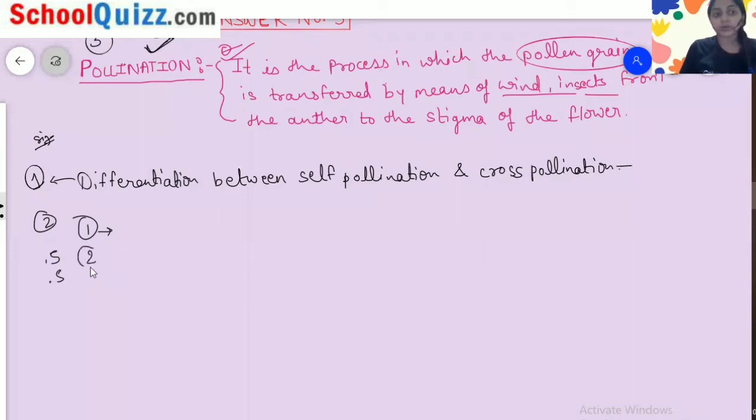So if you write minimum 2 points, and valid points, this 1 mark will also not be cut. Why? Because you have written 2 points and that is enough for the marking. So firstly you will describe the self pollination and the cross pollination in points. We will write minimum 2 points, so that if the examiner does the marking, he cannot cut your marks.